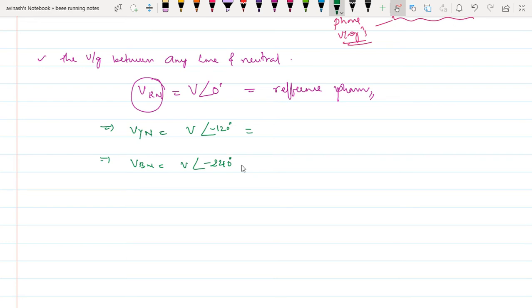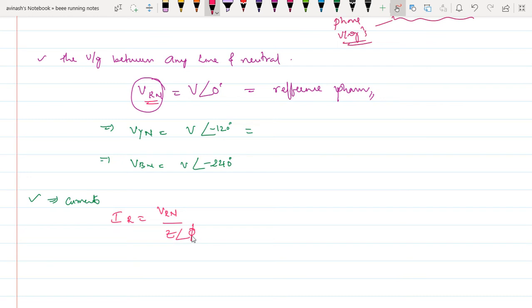If I want to find the current flowing through the R phase, you know how to find the currents. Currents are nothing but, apply Ohm's law here. Current flowing through the R phase is voltage across the R phase divided by the impedance. Voltage across the RN divided by impedance. While we take the impedance, we should also consider the phase.